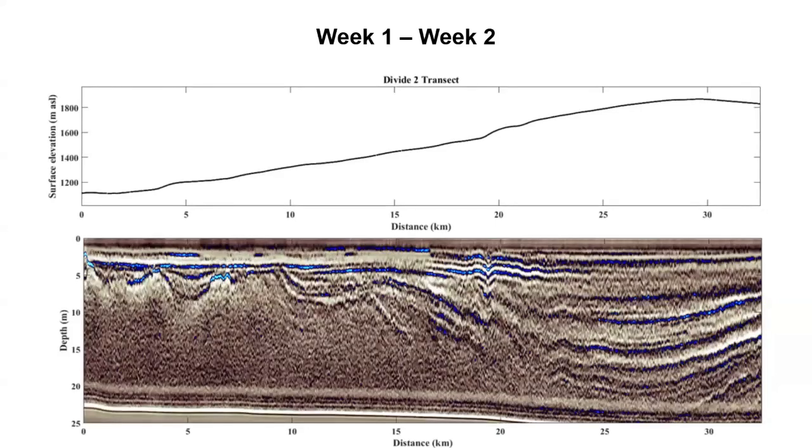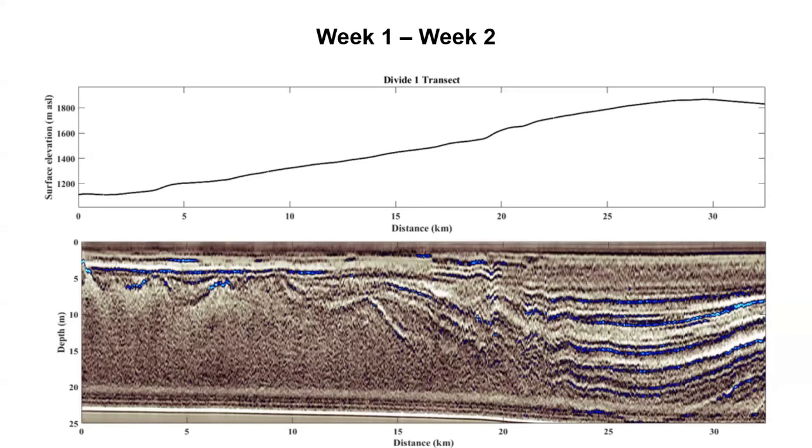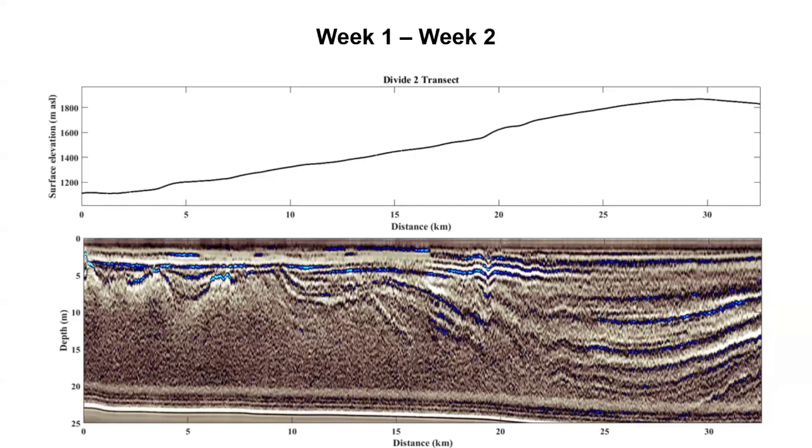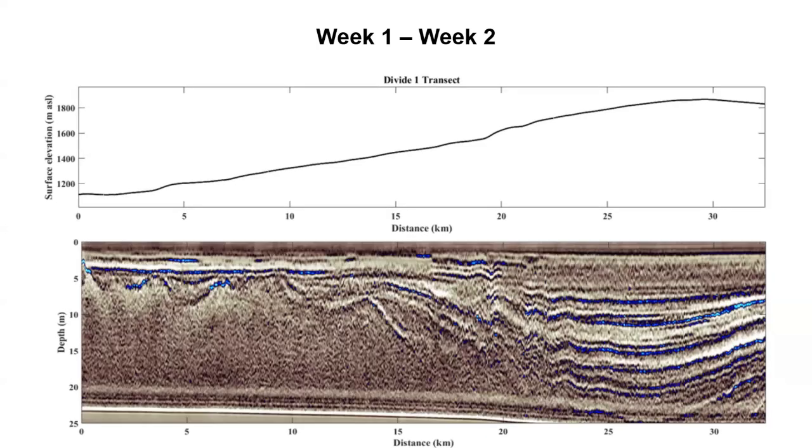And now for some results. The focus of my thesis work is on a repeat survey of the divide line, from the center of the ice field to the high ice divide, which were collected 1 week apart. This figure shows the elevation profile from each transect on top with the stacked radargrams below. Can you see any changes between the two radargrams?